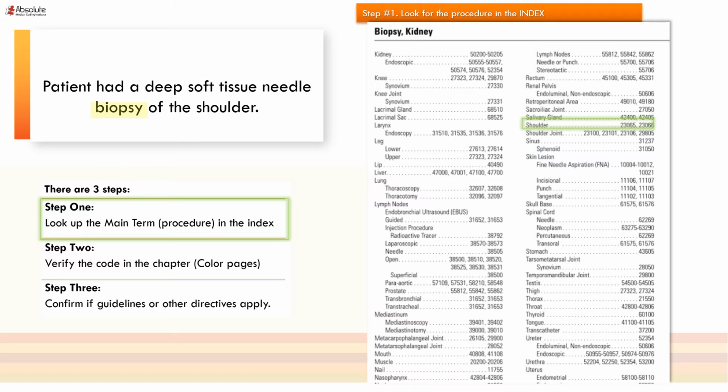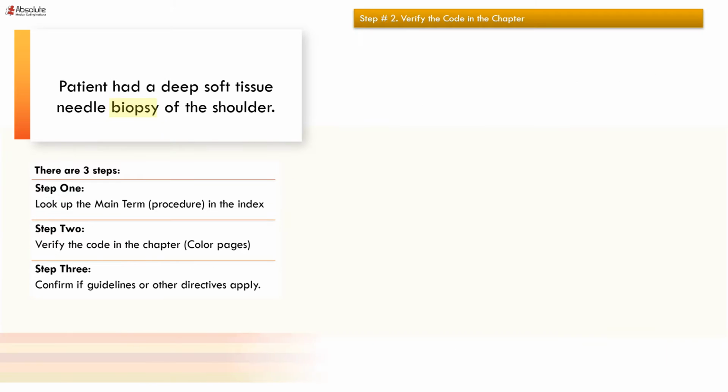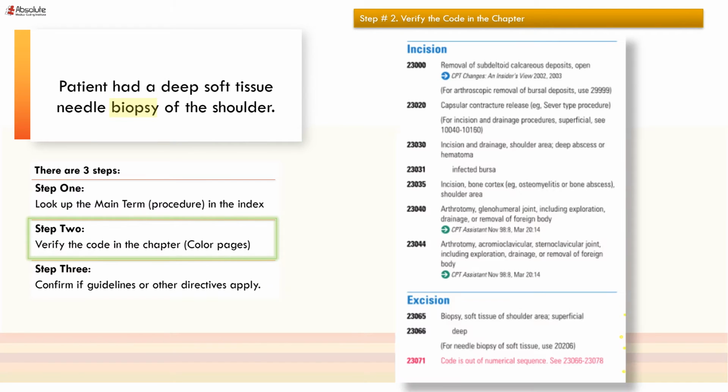Now this time when we look this code up, there's two codes that it's referencing. 23065 and 23066. So let's go ahead in our chapter. We're going to step 2 and we're going to verify. So 23065 and 23066 fall under this excision here.